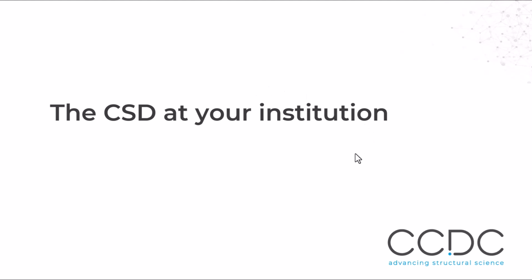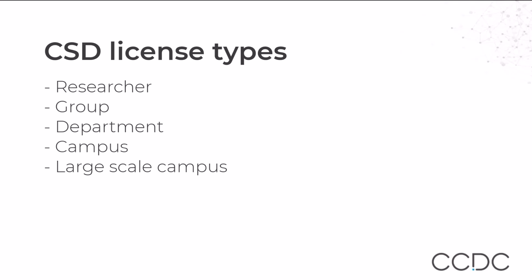Congratulations! Your university now has a CSD license. Your license could be of different types based on the number of activations allowed: researcher, group, department, campus, or large campus. This video has in mind license holders and librarians in institutions with campus or large-scale campus license. But we hope also other license holders will find it helpful.